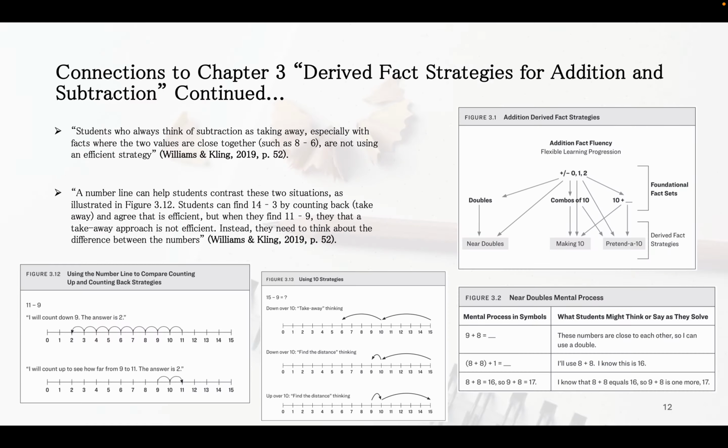Connections to Chapter 3 continued. Here are a couple of graphs and figures. Students who think of subtraction as taking away, especially with facts where the two values are closer together, are not using an effective strategy. A number line can help students contrast these two situations, as illustrated in Figure 3.12. Students can find 14 minus 3 by counting back and taking away, and agree that it is efficient. But when they find 11 minus 9, they can also take away, an approach that is not effective. Instead, they need to think about the difference between the numbers.